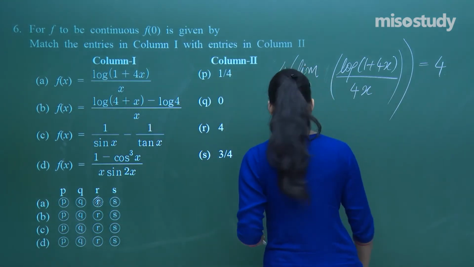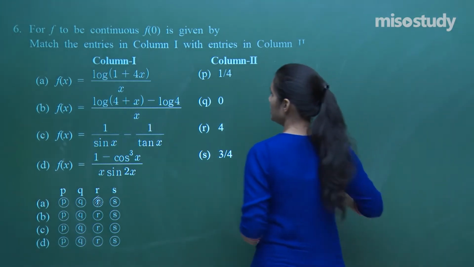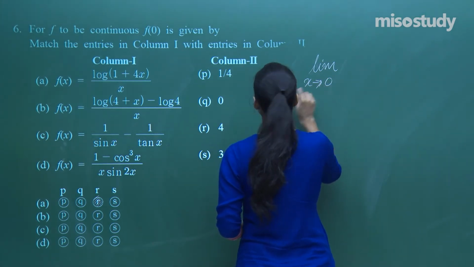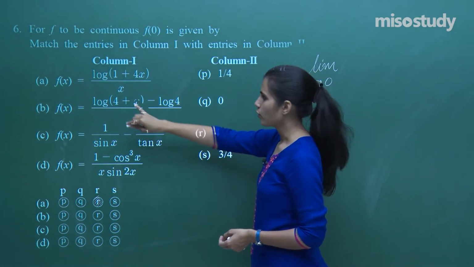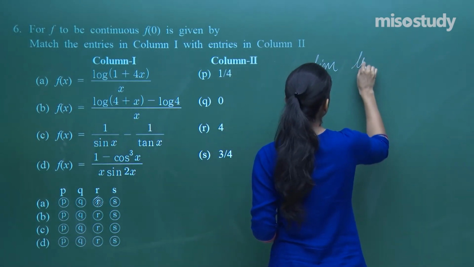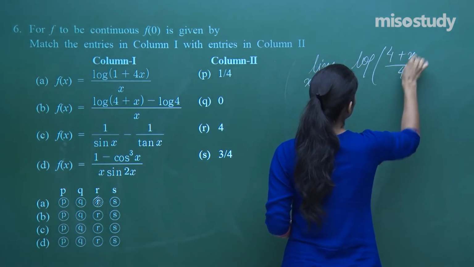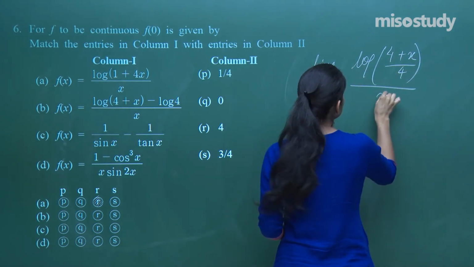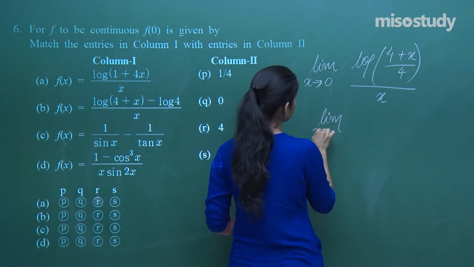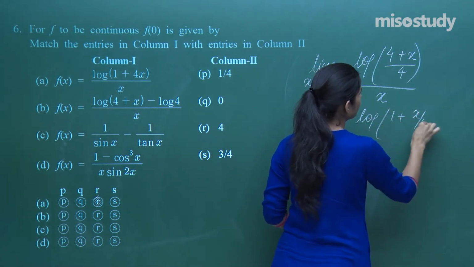Then next you have limit x tends to 0 of log of 4 plus x minus log 4. Log m minus log n is log of m by n, so 4 plus x by 4, whole upon x. This eventually gives you limit x tends to 0 of log of 1 plus x by 4.